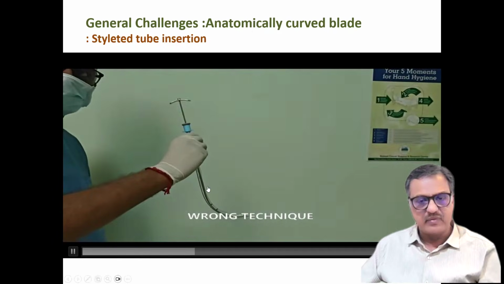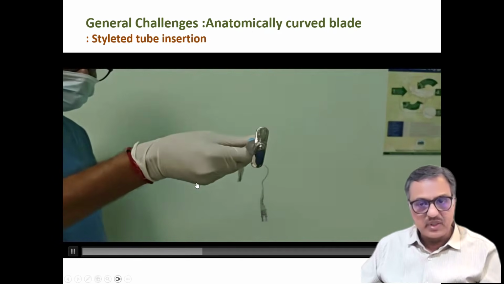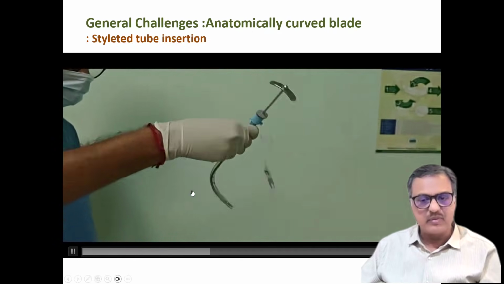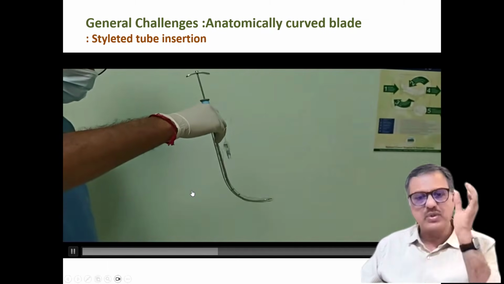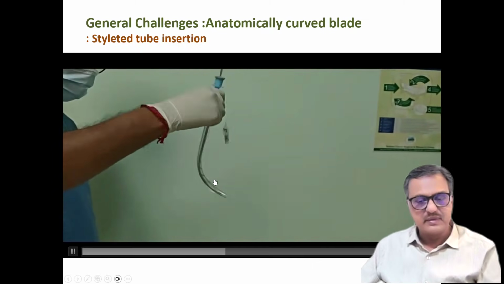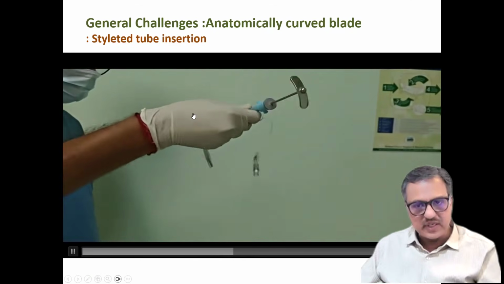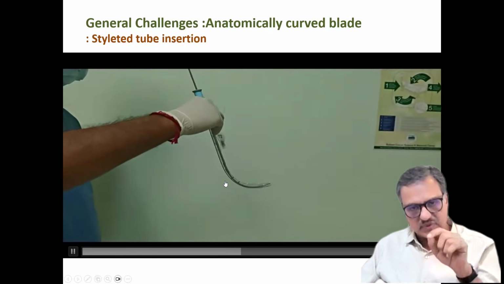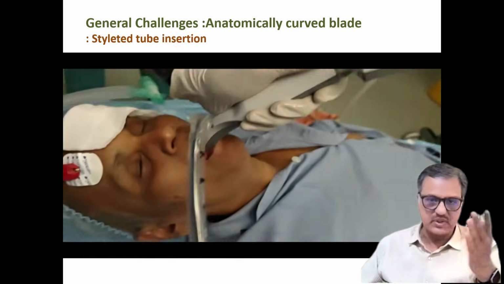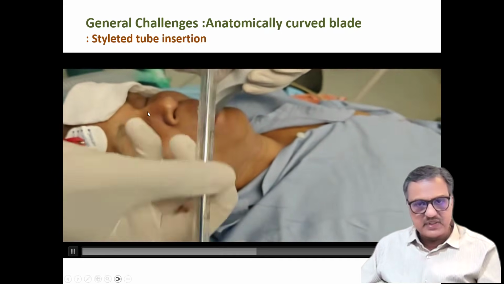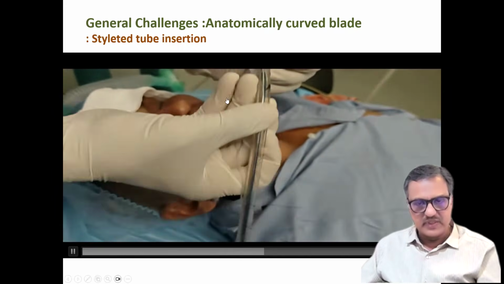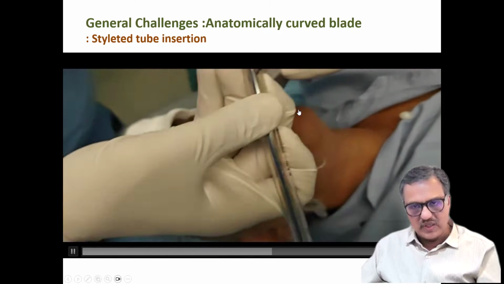This is the wrong technique; from the midline is wrong. It should be from the side of the mouth, the angle of the mouth, and then it should be rotated towards the laryngeal inlet. This is the ideal way. It should be inserted from the side of the mouth and rotated towards the larynx. Here I am inserting the endotracheal tube with the anatomically curved blade from the angle of the mouth.